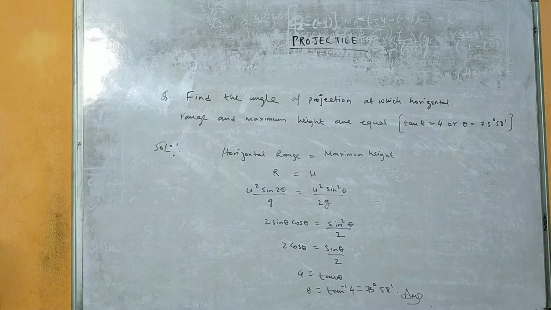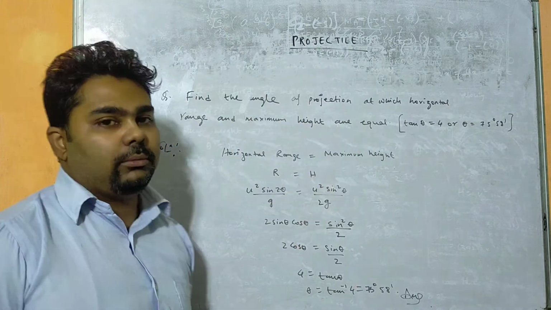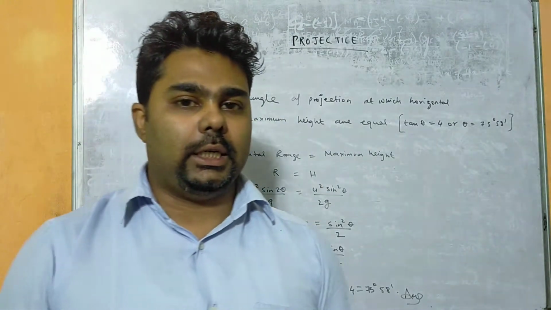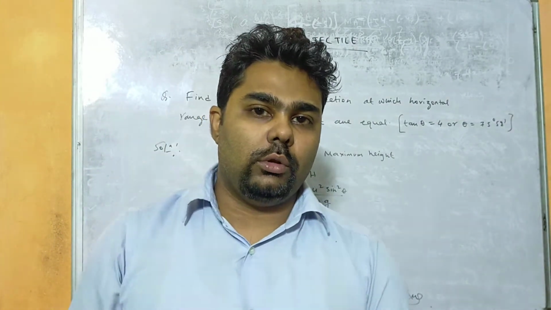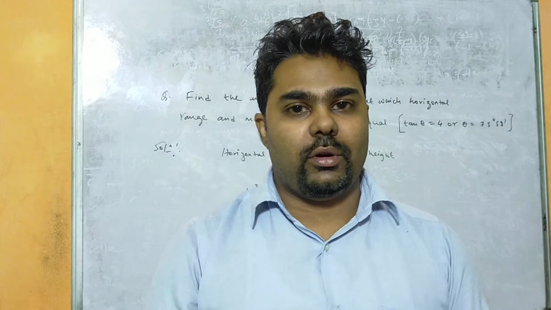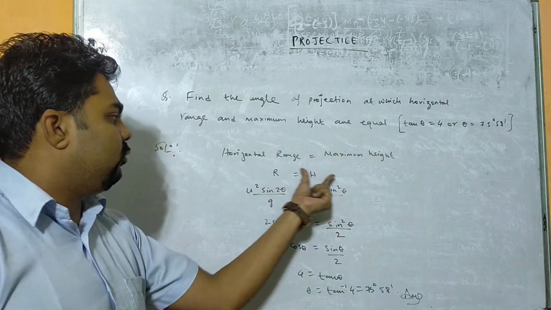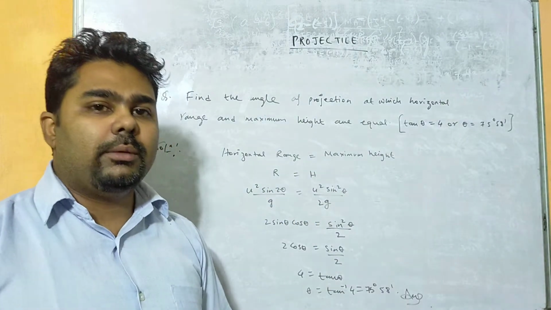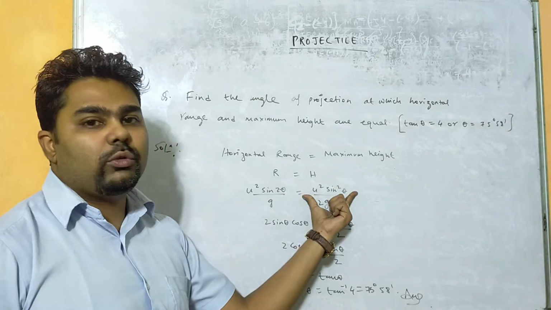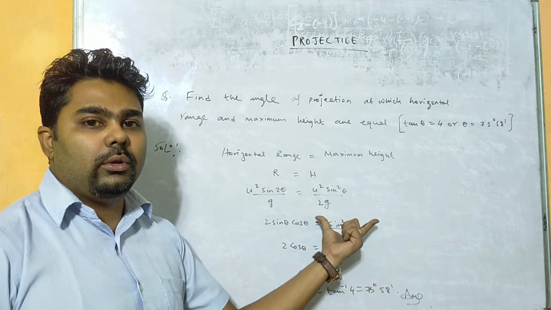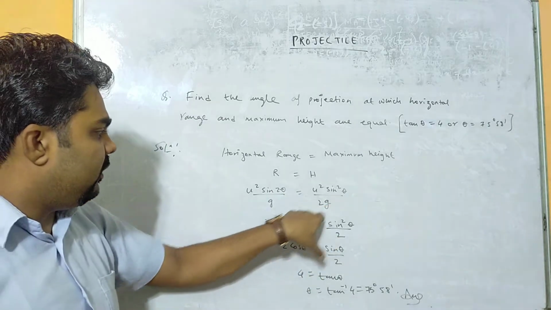So next question we have, find the angle of projection at which the horizontal range and maximum height are equal. Okay, so we have to find the theta at which the maximum height attained by the projectile is equal to the maximum distance traveled by it. That means horizontal range equals maximum height, R equals H. So what is the formula of R here? That means u squared sin 2 theta by g, and maximum height is u squared sin square theta by 2g. So you see u square and u square will get cancelled, g and g will get cancelled.